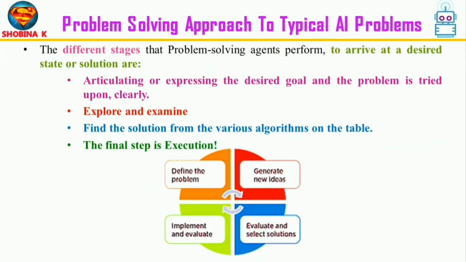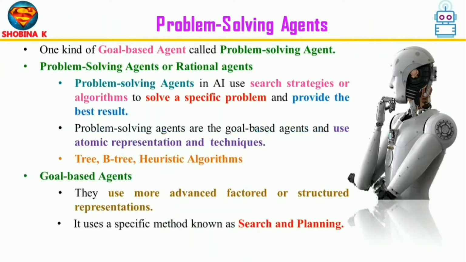These are the different stages that problem solving agents perform to get a desired solution. In the first stage, it will clearly articulate and express the desired goal and the problem it is tied to. In stage 2, it will explore and examine. Next, it will find the solution from various algorithms. Finally, it will step into execution. Probably you will know more of these jargons of AI once you are well into the domain.